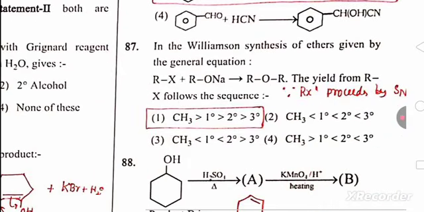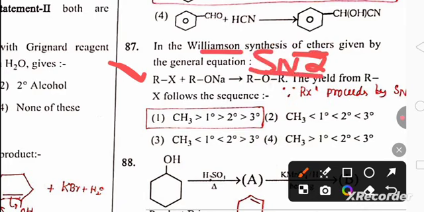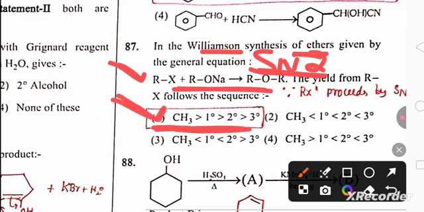In the Williamson synthesis of ether given by this general reaction, among the options, which will follow the sequence? We know Williamson's ether synthesis follows SN2 mechanism, and in SN2 mechanism, primary alkyl halides or methyl halides are more reactive. So option 1 is the right answer, because Williamson's ether synthesis follows SN2 mechanism.